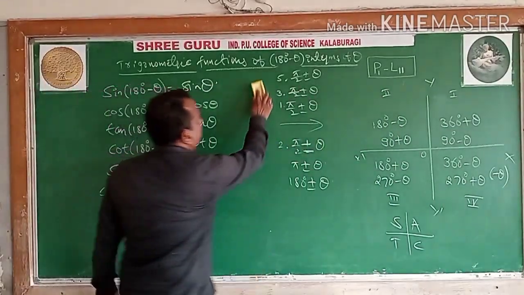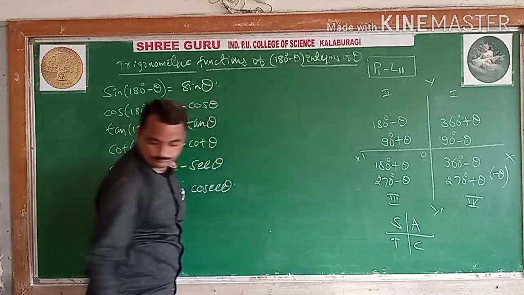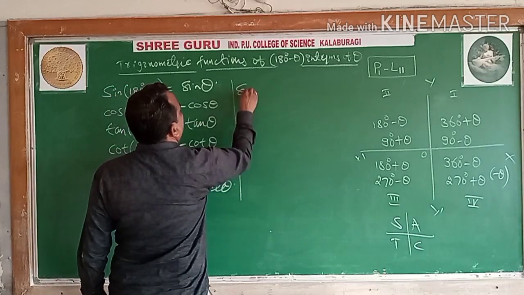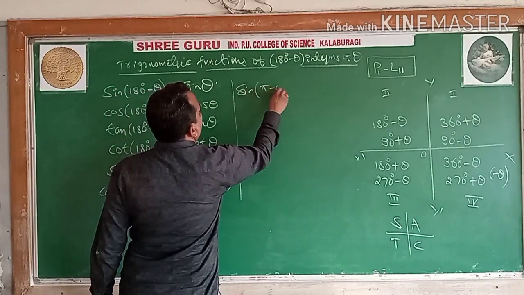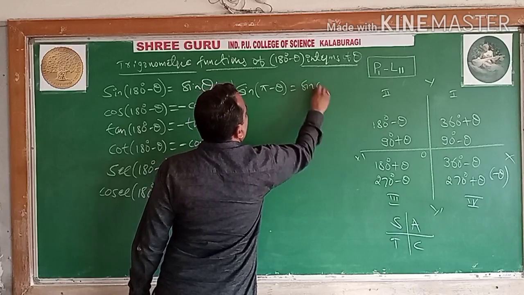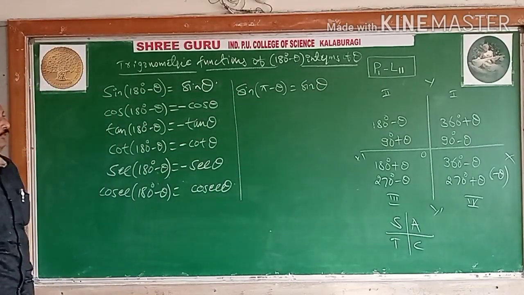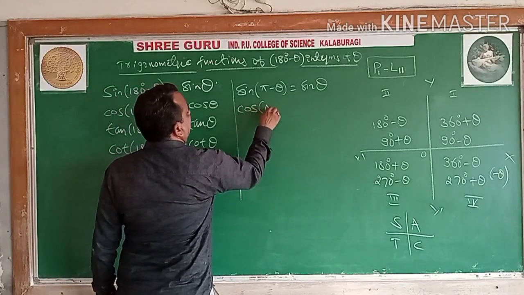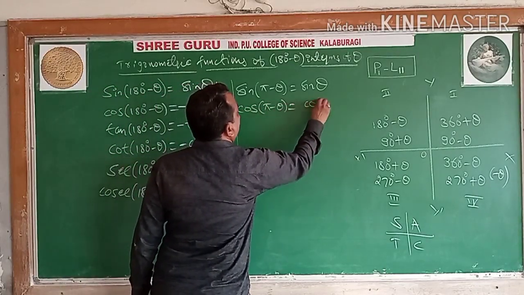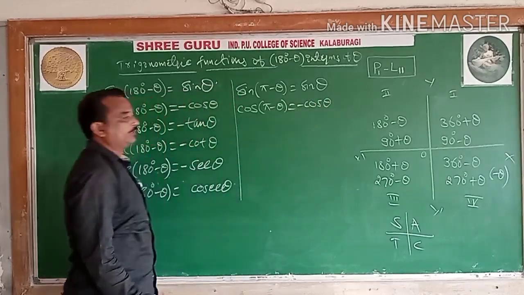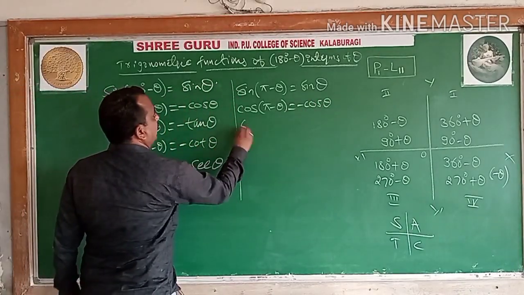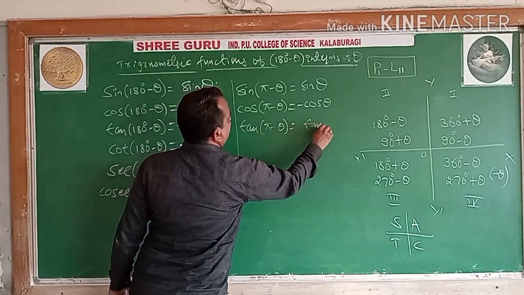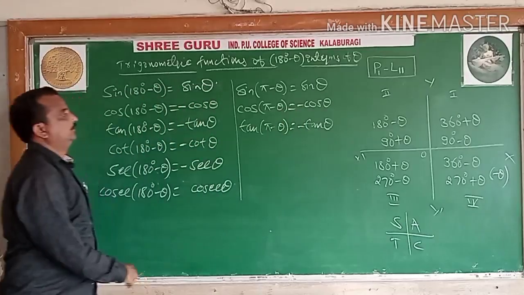You may write in terms of radians also. See, sin of pi minus theta is sin theta, positive, since pi minus theta is in the second quadrant. Cos of pi minus theta, cos theta but negative, cos is negative in the second quadrant. Tan of pi minus theta, tan theta, no changes but negative.